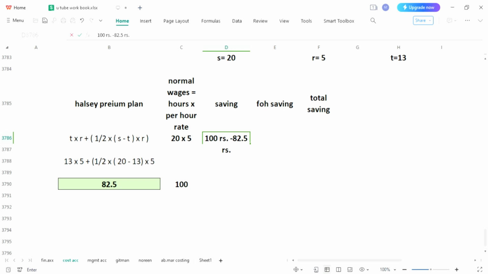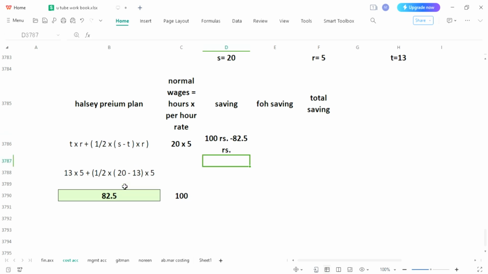So hopefully you have understood what is happening. If the normal rate was used, 100 rupees were supposed to be paid. Now they are using the Halsey premium plan, with which they are paying only 82.5. So in this way you have saved an amount, and we will be calculating this saved amount.